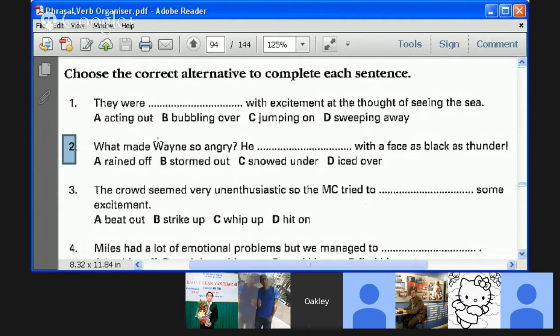Okay, not quite. By the way, pronunciation: Wayne. One syllable, common English name. And be careful: thunder. Thunder. That's better. Good job. Okay. No, I'm afraid snowed under won't work.